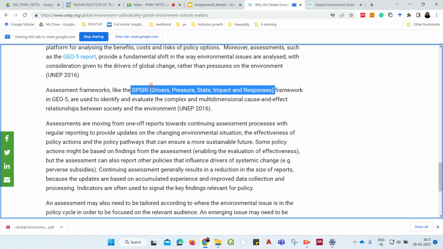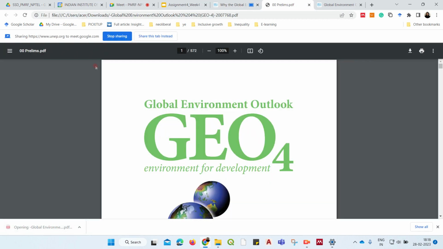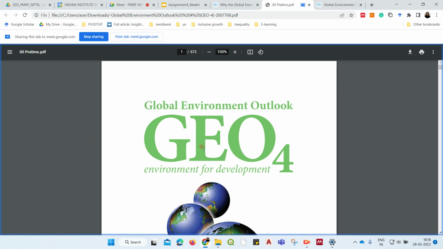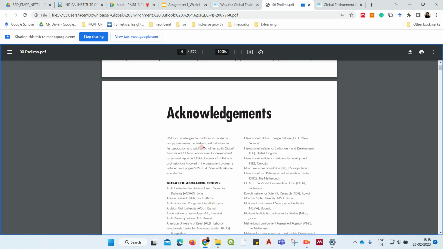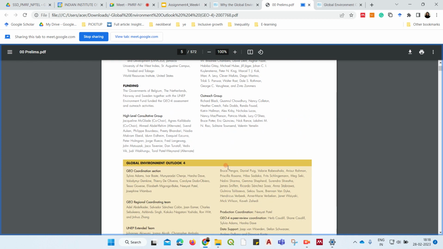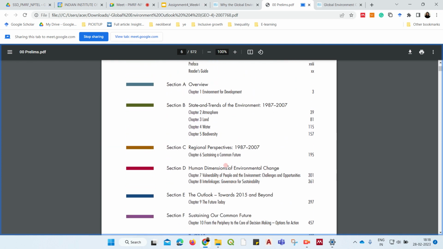So they look at the drivers of different environmental processes, the pressures which the ecosystem and human health is facing, then the state of the environment, the impact of different activities, and the responses that can be taken up in order to solve the environmental problems or face the stresses or pressures which are being faced. So for example, this is the GEO4 document which I was telling you. You can see the contents.